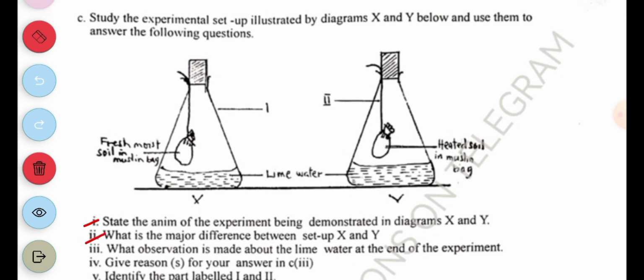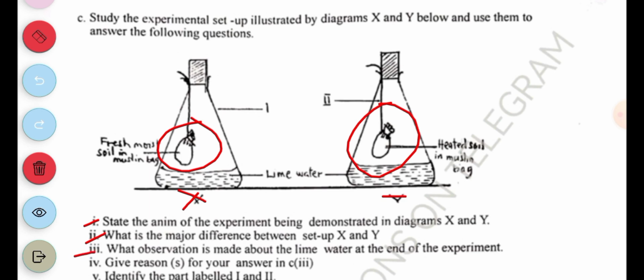II says, what's the major difference between setup X and setup Y? With setup X, the soil in the muslin bag is fresh. But with setup Y, the soil in the muslin bag is heated. So we can see that with X, there are living organisms present in the muslin bag, but with Y, the living organisms in the muslin bag are dead.